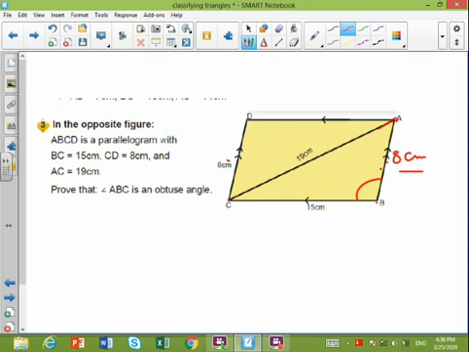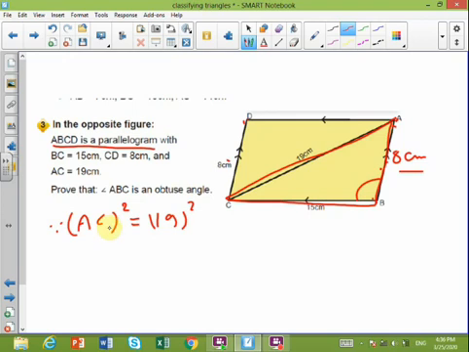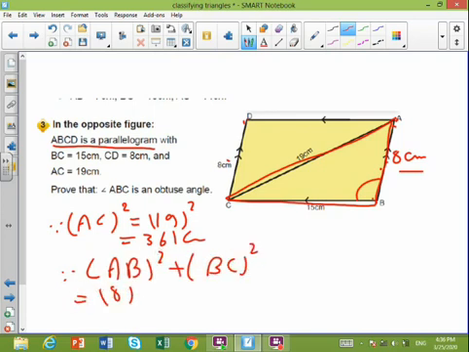Now, where is the longest side in this triangle? Because I want to prove that ABC is obtuse. The longest side is AC. Since AC square equals 19 square, which equals 361. The other two sides square: AB square plus BC square equals 8 square plus 15 square, 64 plus 225, you will find it is equal to 289.